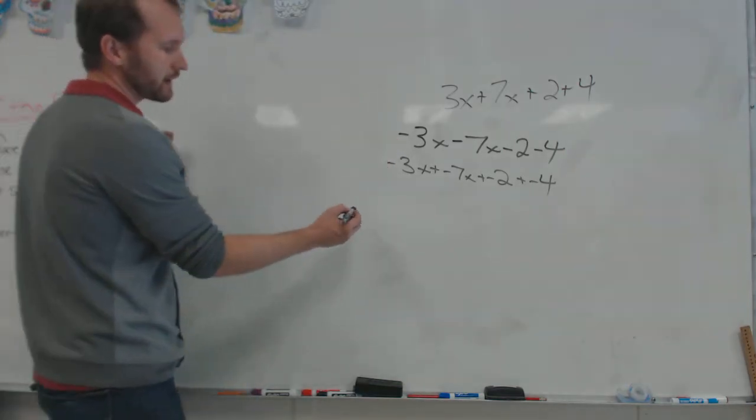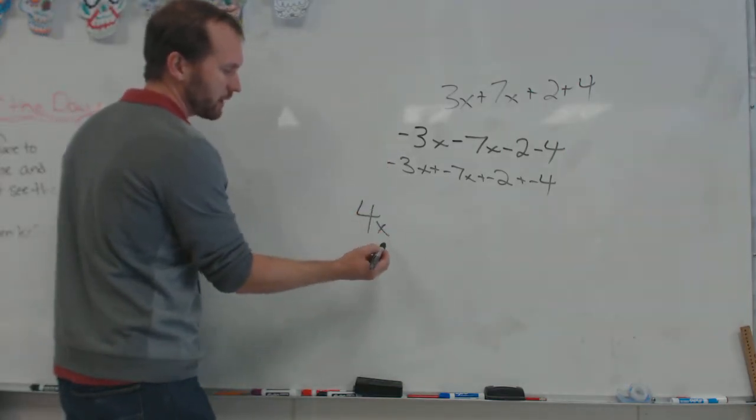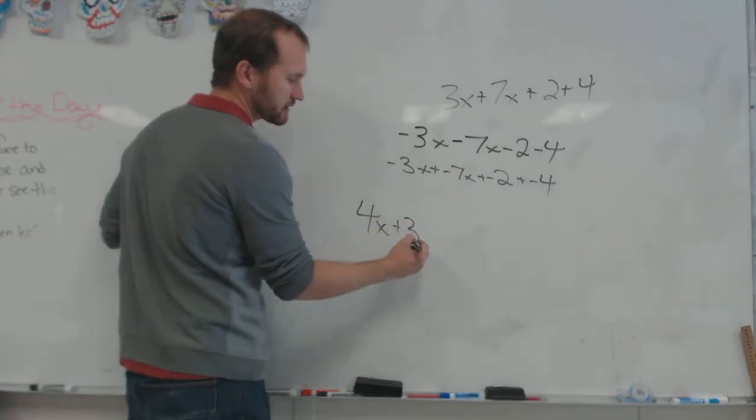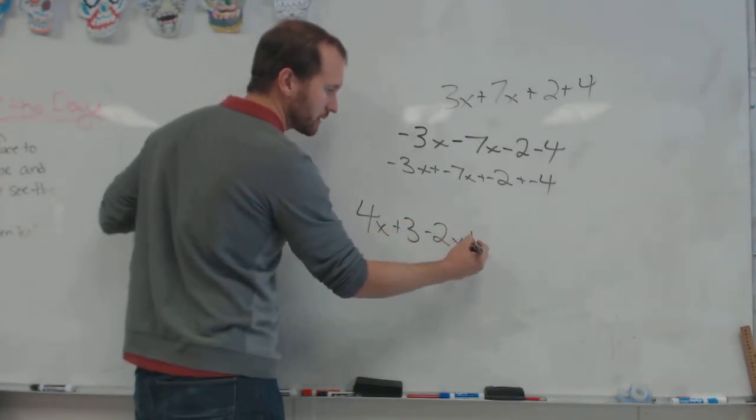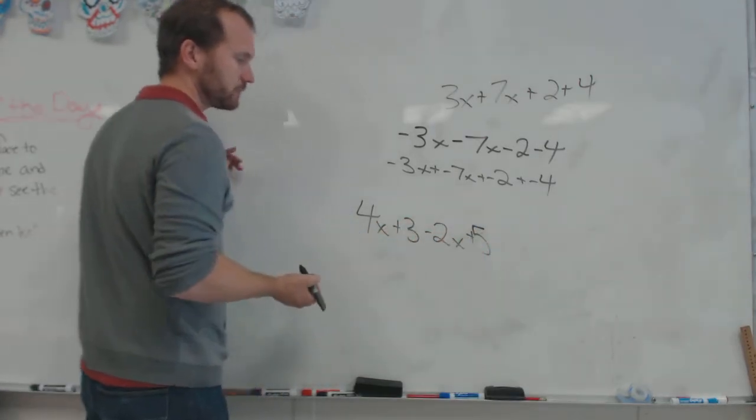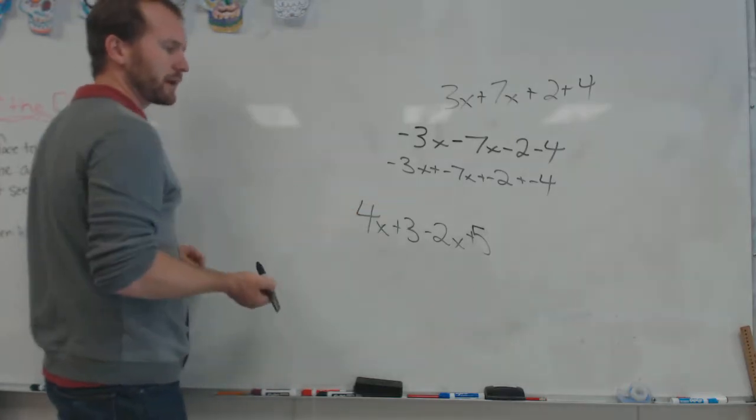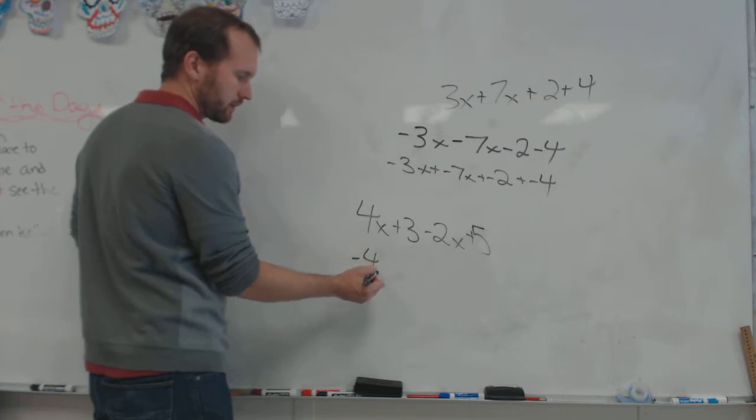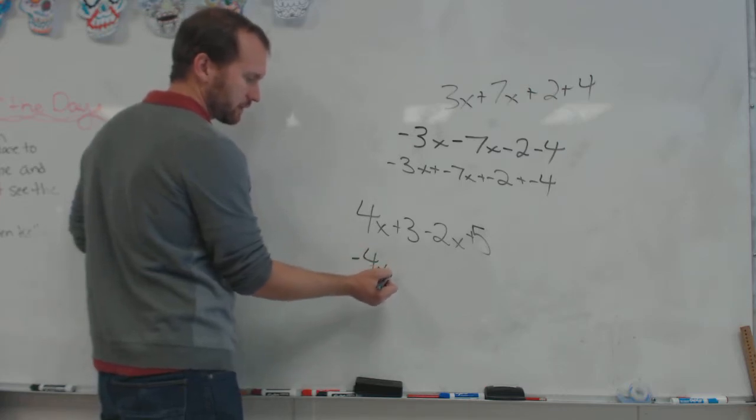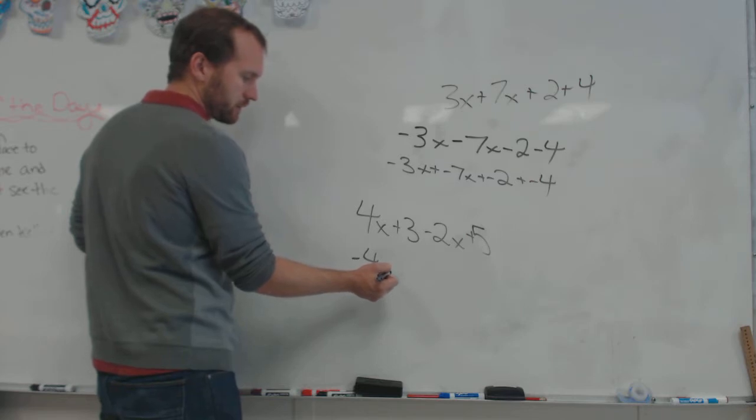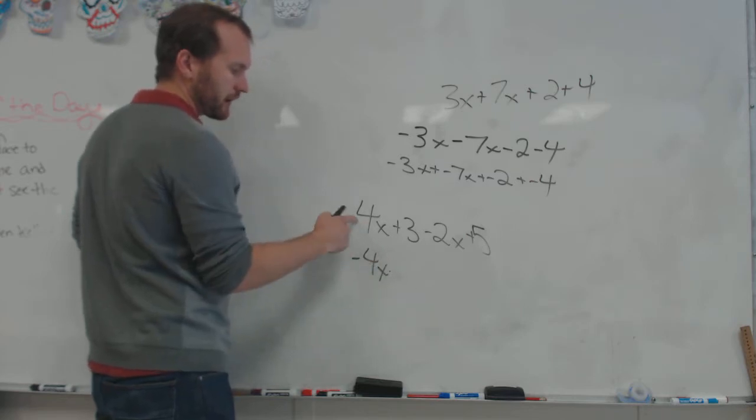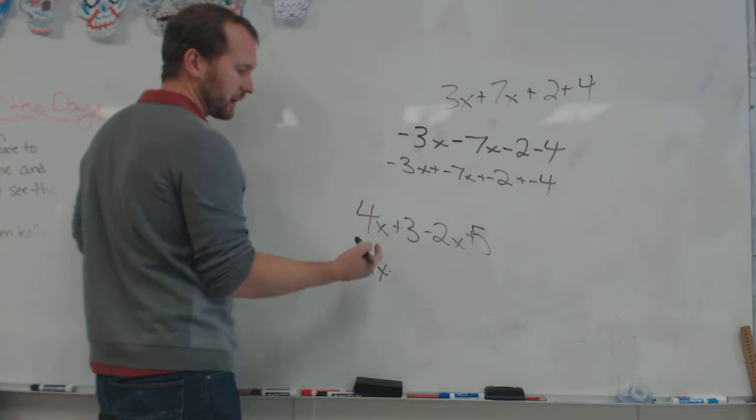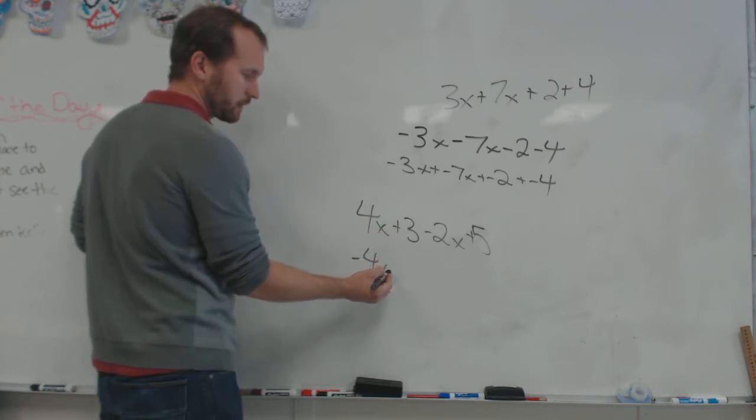What if I had a negative? So what if I gave you a polynomial like this? 4x plus 3 minus 2x plus 5. And I said multiply through by -1. What would you get? Negative 4x, so I multiplied that one. This one now. Plus.